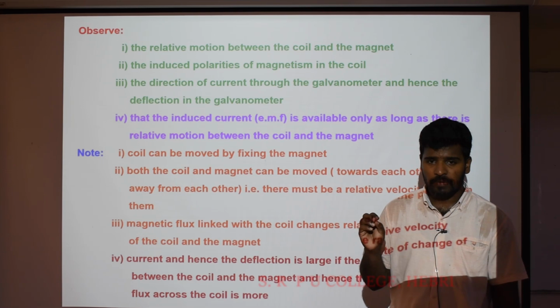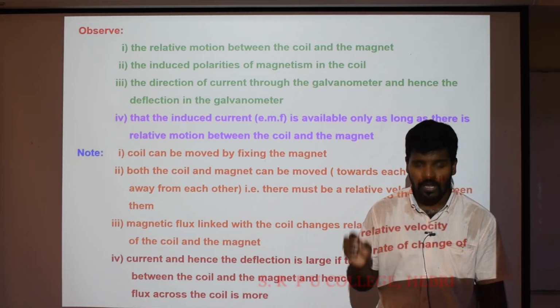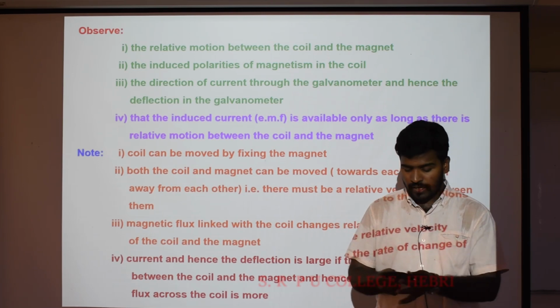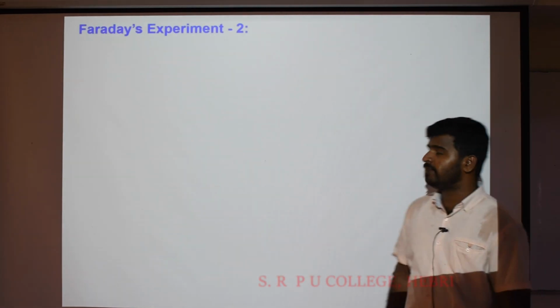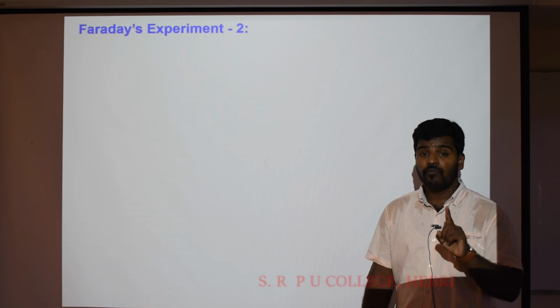Is it clear? Children, are you understanding? This is all about the first observation. What is that observation? Current induced by magnets. What is the first observation? Current induced by magnet. Now we will see the second experiment, Faraday's second experiment, current induced by varying current.